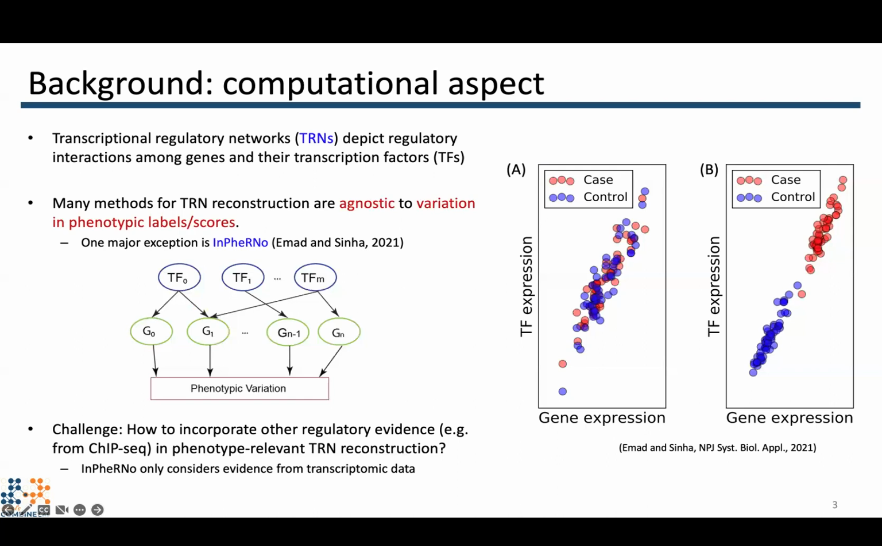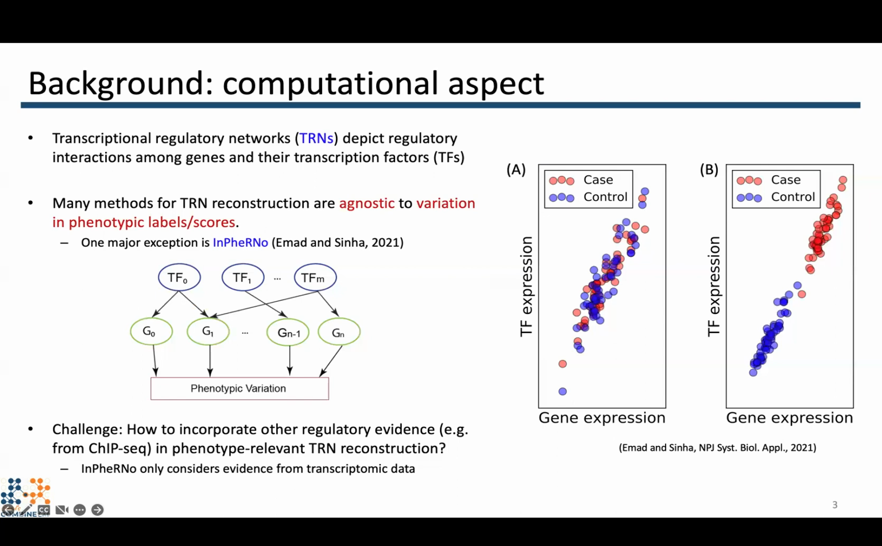Many methods have been developed to reconstruct TRN, but most of them do not relate TRNs to the variation in the phenotype. So what do I mean by phenotype-relevant TRNs? For example, consider an experiment that involves 2 conditions, case and control. Both figures here show a linear correlation between expression of a TF and a gene across all samples, which can then be interpreted as the evidence of regulation. But the relationship in the figure on the left is likely not to be relevant to the phenotype, while the TF-gene relationship on the right is likely to be phenotype relevant.